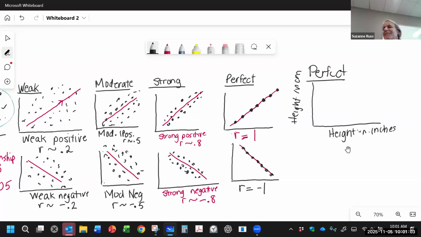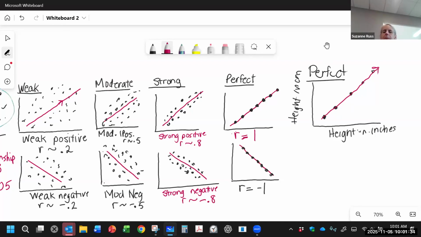Yes? Guys on Zoom? If I knew your height in inches, could I find out exactly your height in centimeters? Yes. So someone's here, you know, I won't even plug in actual numbers. We have someone here, we have someone here, we have someone here. Every single point is going to be exactly on the line. I can predict one point from the other point. It's a perfect relationship.